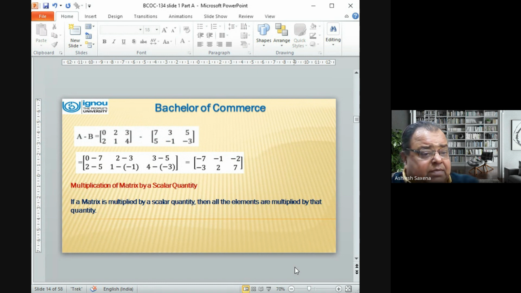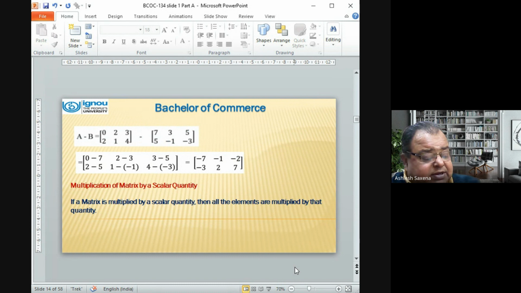A minus B will be 0 minus 7, 2 minus 3, 3 minus 5. In the second row, it will be 2 minus 5, 1 minus minus 1, 4 minus minus 3. That will be 0 minus 7 will be minus 7, 2 minus 3 will be minus 1, 3 minus 5 will be minus 2, 2 minus 5 will be minus 3, 1 plus 1 will be 2, and 4 plus 3 will be 7. This is for addition and subtraction.